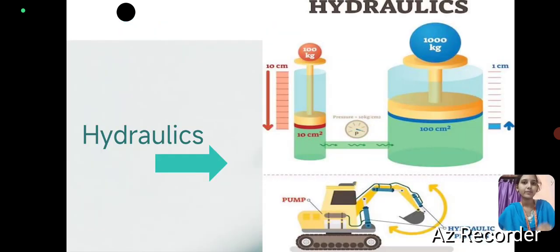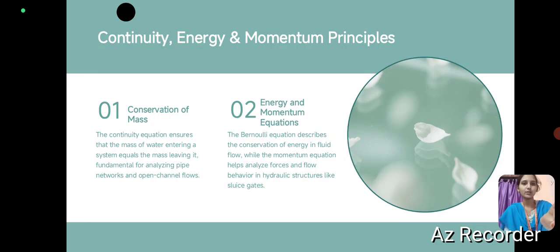Next, hydraulics. Hydraulics uses science to understand how water flows. There are a few key ideas. We also look at flows, continuity, energy and momentum principles. First one, conservation of mass. The continuity equation ensures that the mass entering a system equals the mass leaving it, fundamental for analyzing pipe networks and open channel flows. Next, energy and momentum equations.